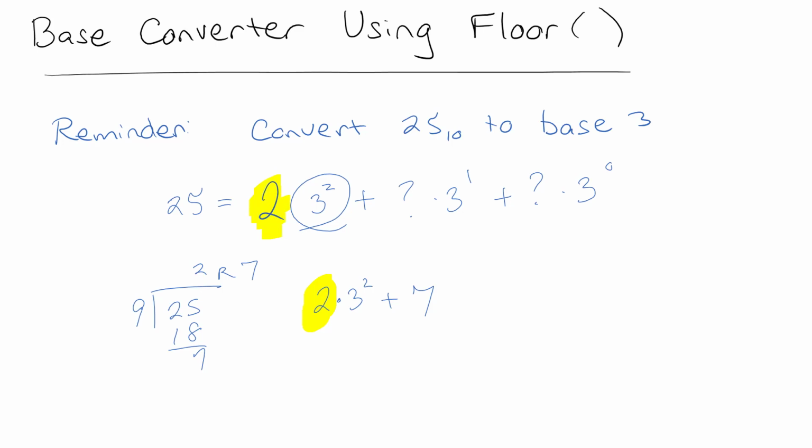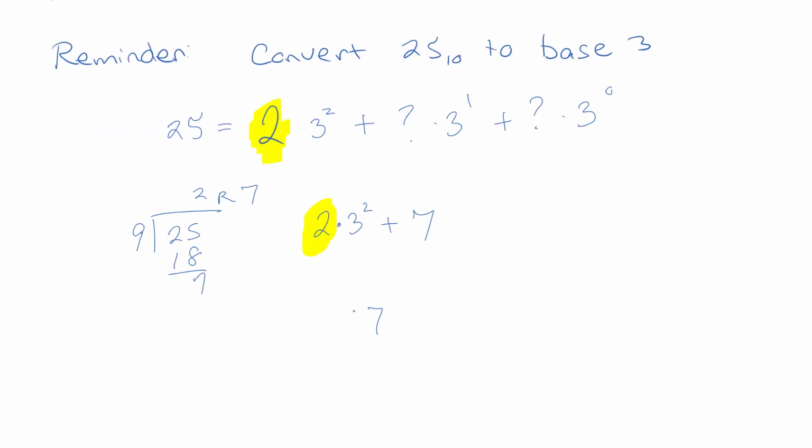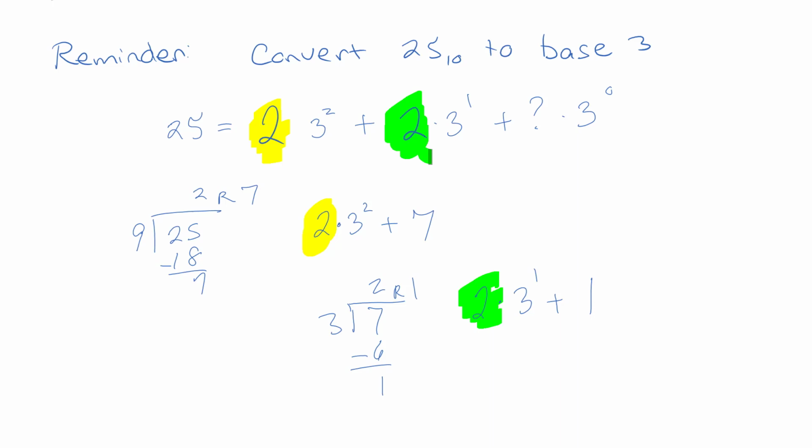Now I take the 7 and I go to the next one, which is 3 to the first. So I have 7 divided by 3, which is 2, remainder 1. So this is, again, 2 times 3 to the first plus a remainder of 1. So this 2 goes right here. It's a different 2. It's still the number 2, it's just a different number 2.